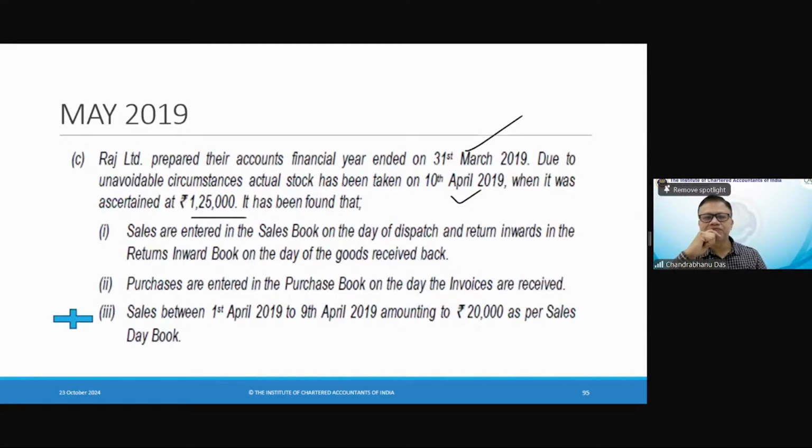If you see here, since you're going to the opening stock, you have to add back the cost of goods sold that has gone to the customer. You have to add it back again. And that's why, for that reason, you are taking the sales figure to add it to this value.